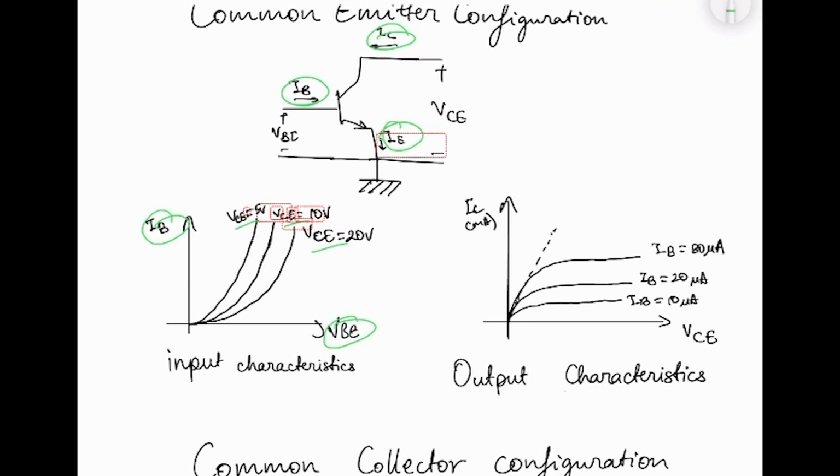Now moving on to the output characteristics, there's a plot between IC and VCE, and the graph is constant for a constant value of IB. Here again, this would be your saturation region, active region, and when IB is almost 0, the region below that is the cutoff region.